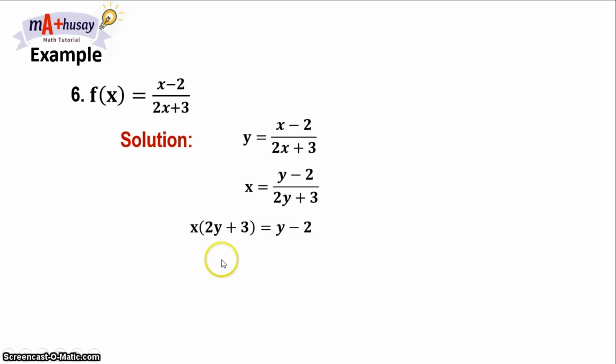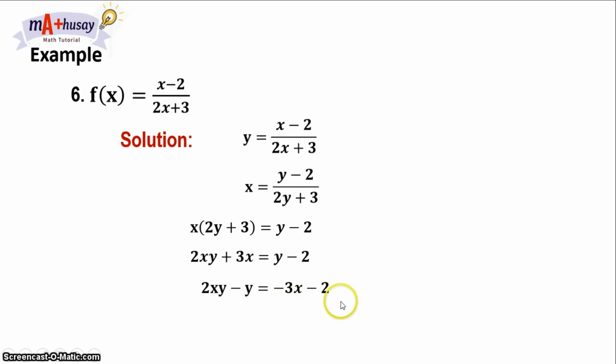So, from here, i-distribute natin si x sa ating term na 2y plus 3. So, x times 2y, that's 2xy. X times 3 is positive 3x equals y minus 2. Since we're looking for the new value of y, so solving for y in terms of x, mangyayari, we have 2xy minus y equals negative 3x minus 2.